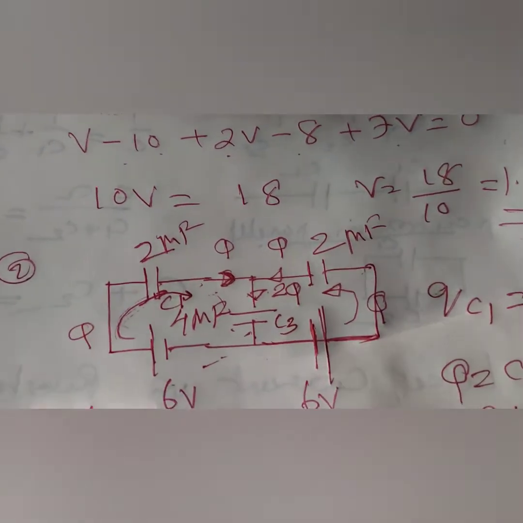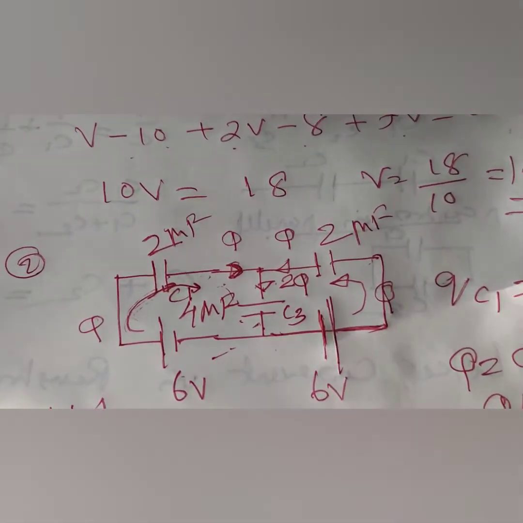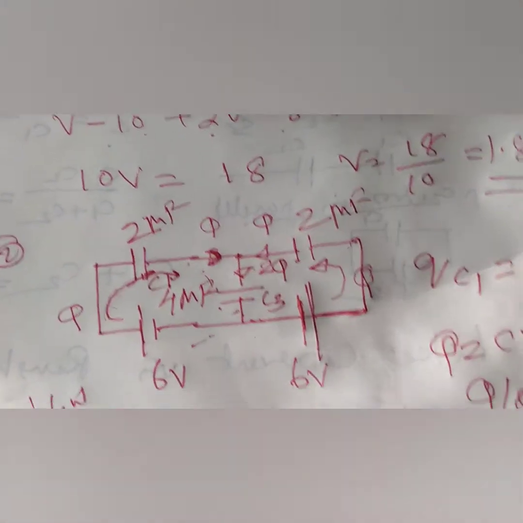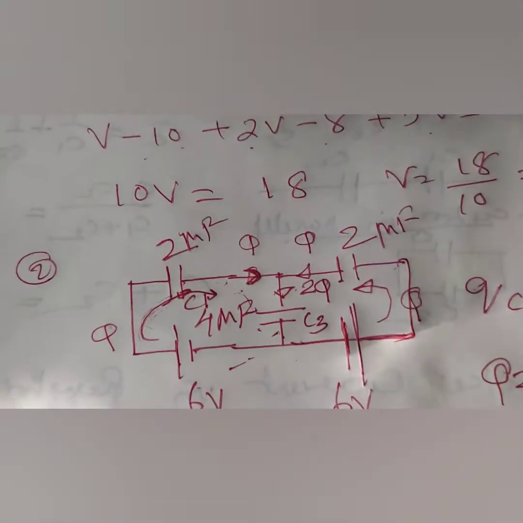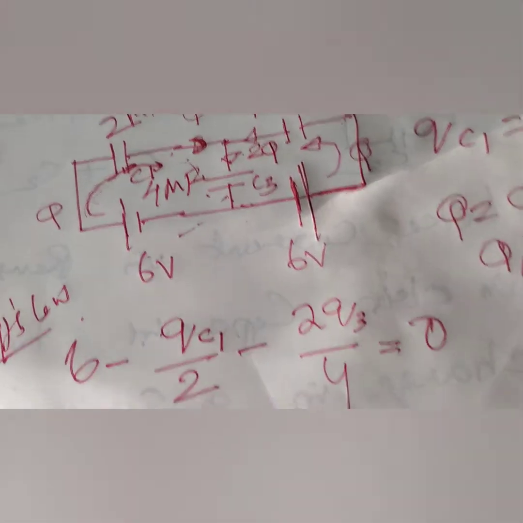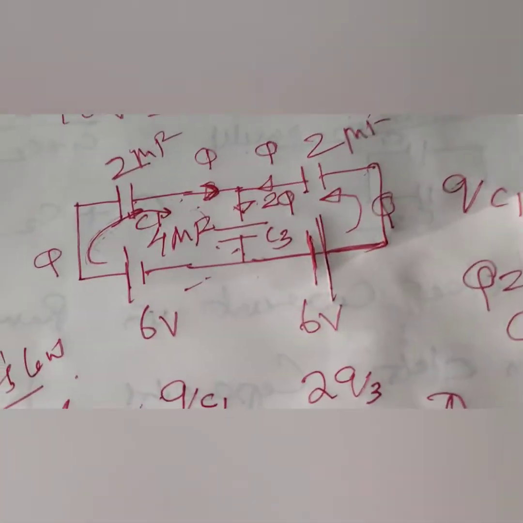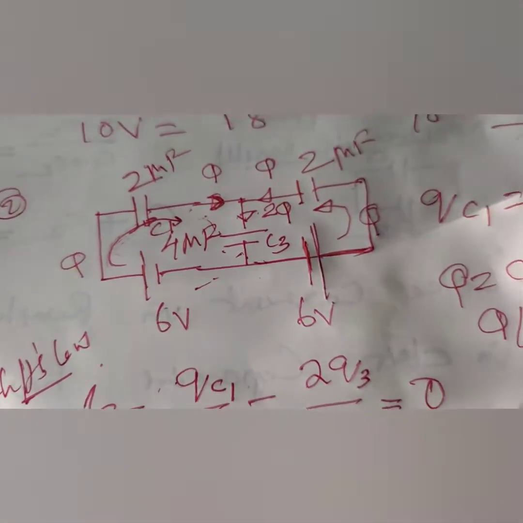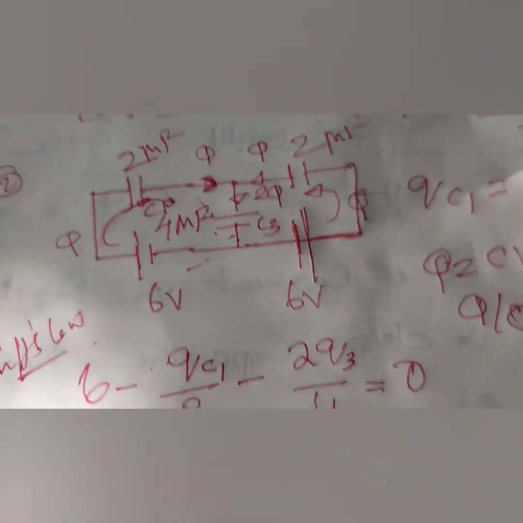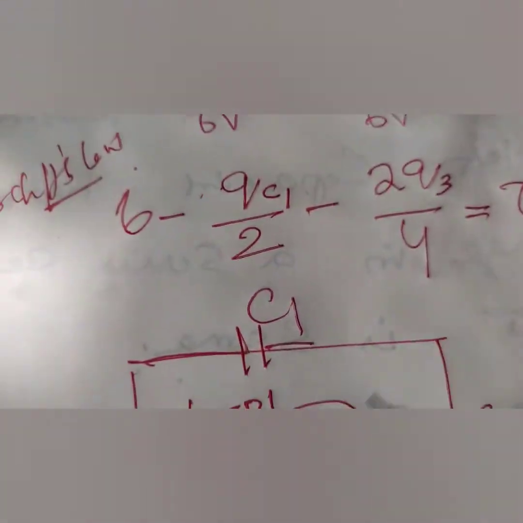We write again for convenience. We are taking the loop here. This is a capacitance, and this is 6 volt. This is loop 1, and this is C1, this is C3, and this is 6 volt. Now we are applying the loop equation.